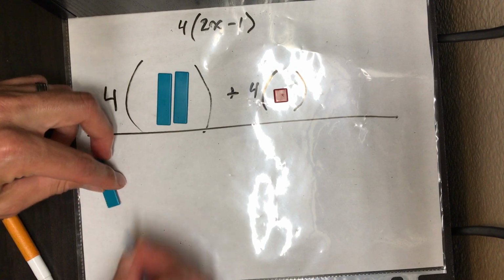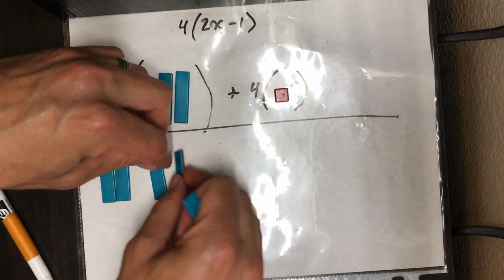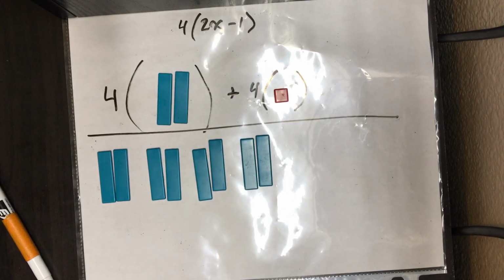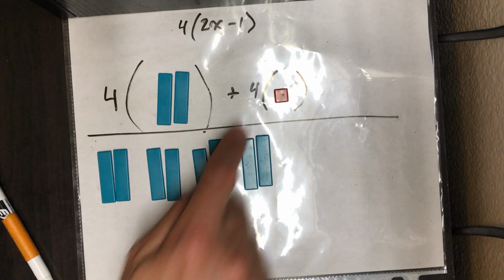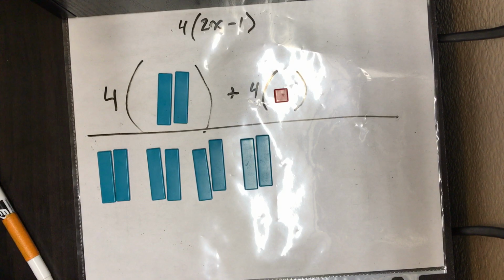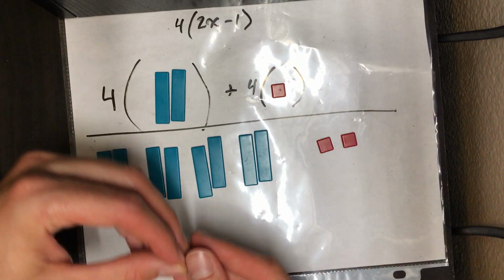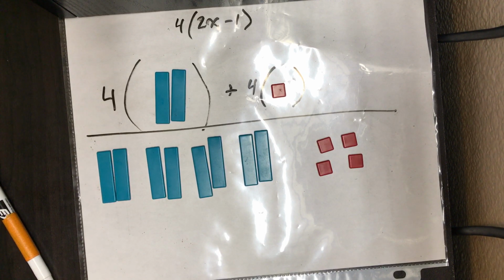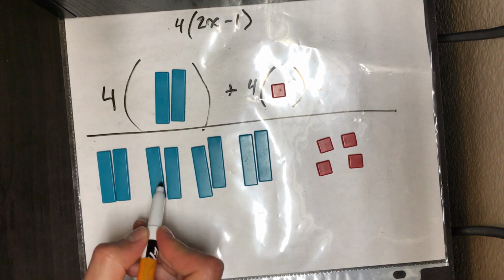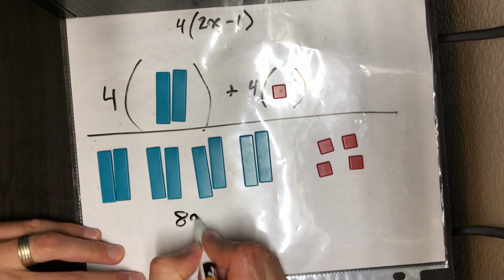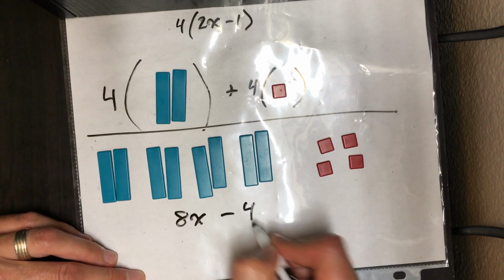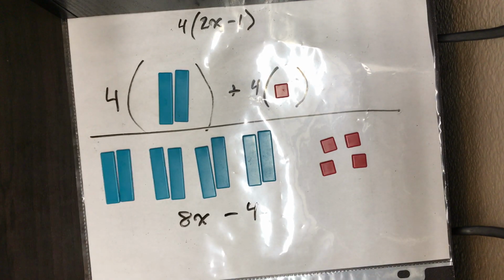So 4 groups of 2 x's. There's one group, second group, third group, and the 4th group. Okay, great. Now I also need 4 groups of -1. So there's 1, 2, 3, and 4. Okay, visually, I just did the distributive property with algebra tiles. It's really cool. 2, 4, 6, 8. 8 positive x's. 1, 2, 3, 4. 4 -1s. So 8x minus 4.